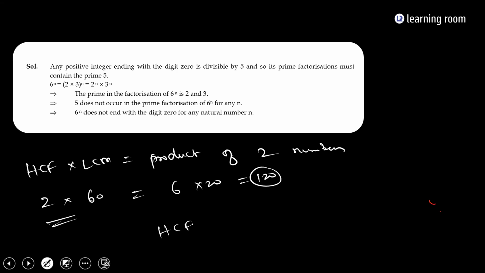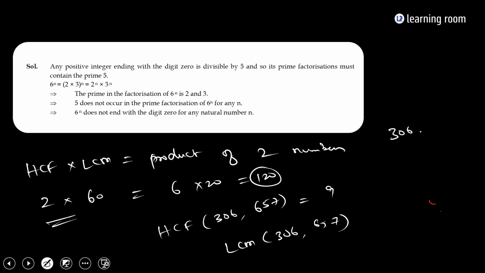So the HCF of 306 and 657 is equal to 9. Find the LCM of 306 and 657. What are we supposed to do? We can multiply both the numbers and divide them by 9. So 306 into 657 divided by 9. So what is going to be the answer? Do it fast and tell me.